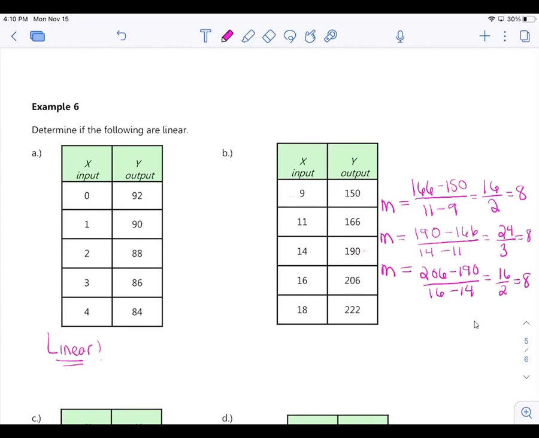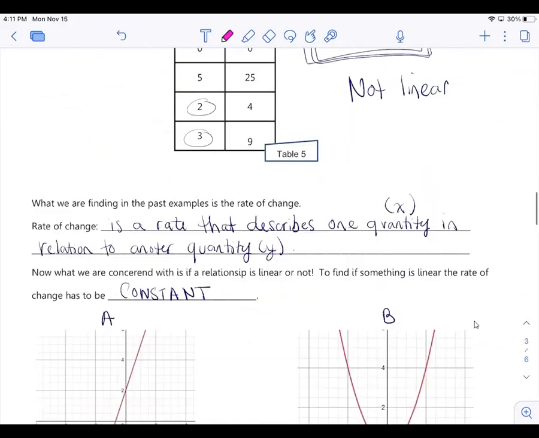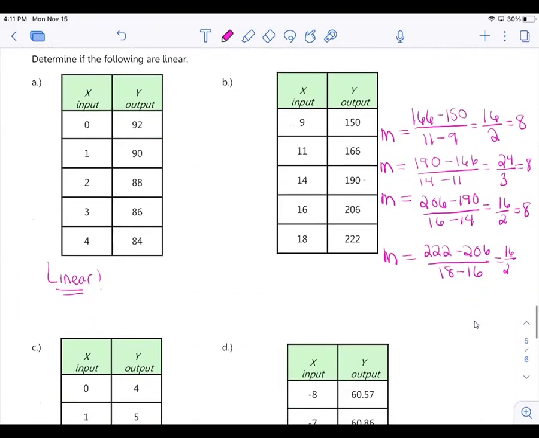And I hate to say it because I know students always say it, I promise we're not out there to trick you. But a lot of times in our book, this last one will be the one that throws us off. I'm not saying it will happen this time, but just make sure you check all. 222 minus 206 over 18 minus 16. And I believe we get 8, don't we? Oops, sorry, I hit something. So we get 8. So that makes this thing linear.